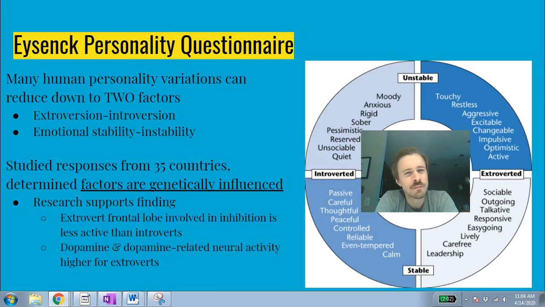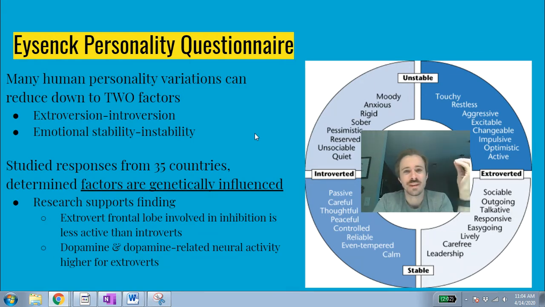That one was a little more flexible based on nurture, but both tended to be more genetically influenced. And there were findings from brain scans, so we went beyond just questionnaires. They looked into the biology of these, and they found that extroverts had more activity in the frontal lobe when it came to inhibition.